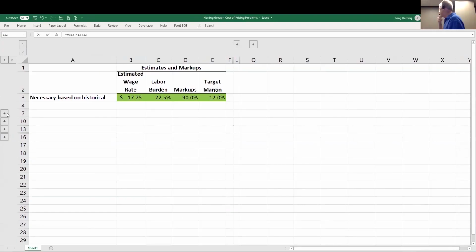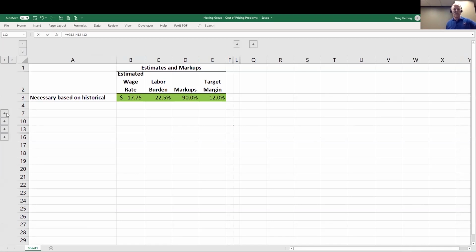I'm going to turn away from the camera here for just a minute so I can see the screen that you're seeing. These are the costs that are going to be necessary based upon your historical numbers, and we're going to show you how to derive this information, some this week and some next week.